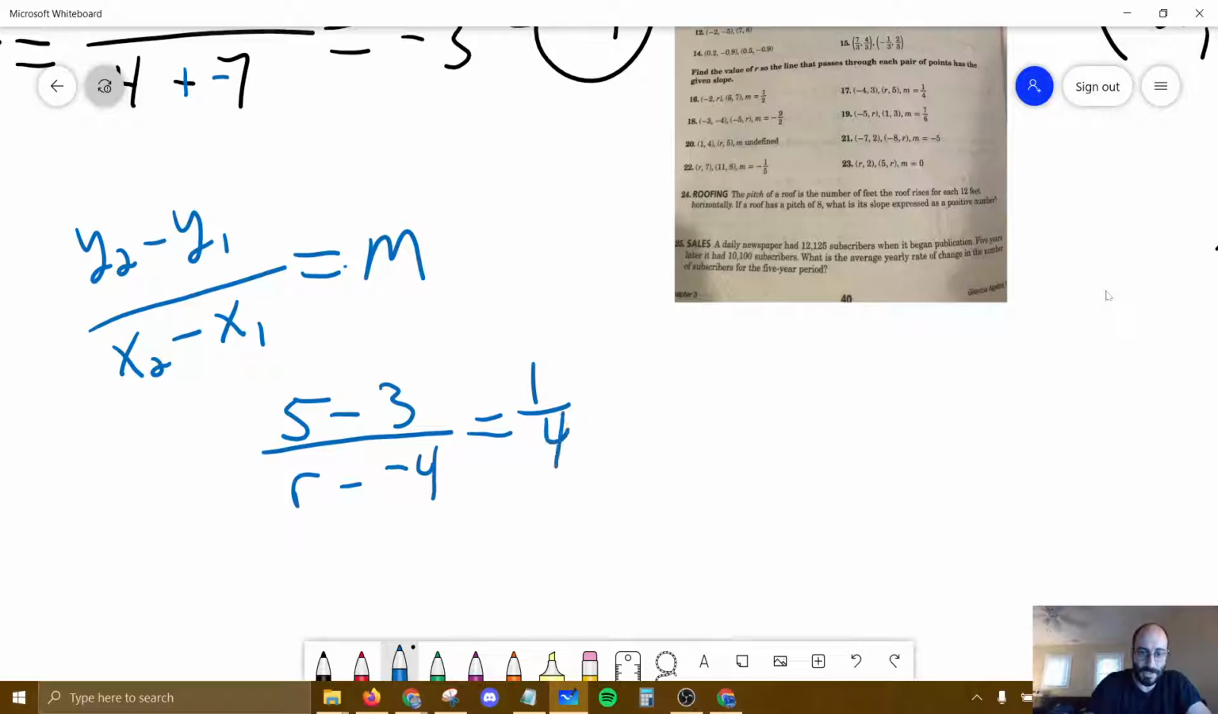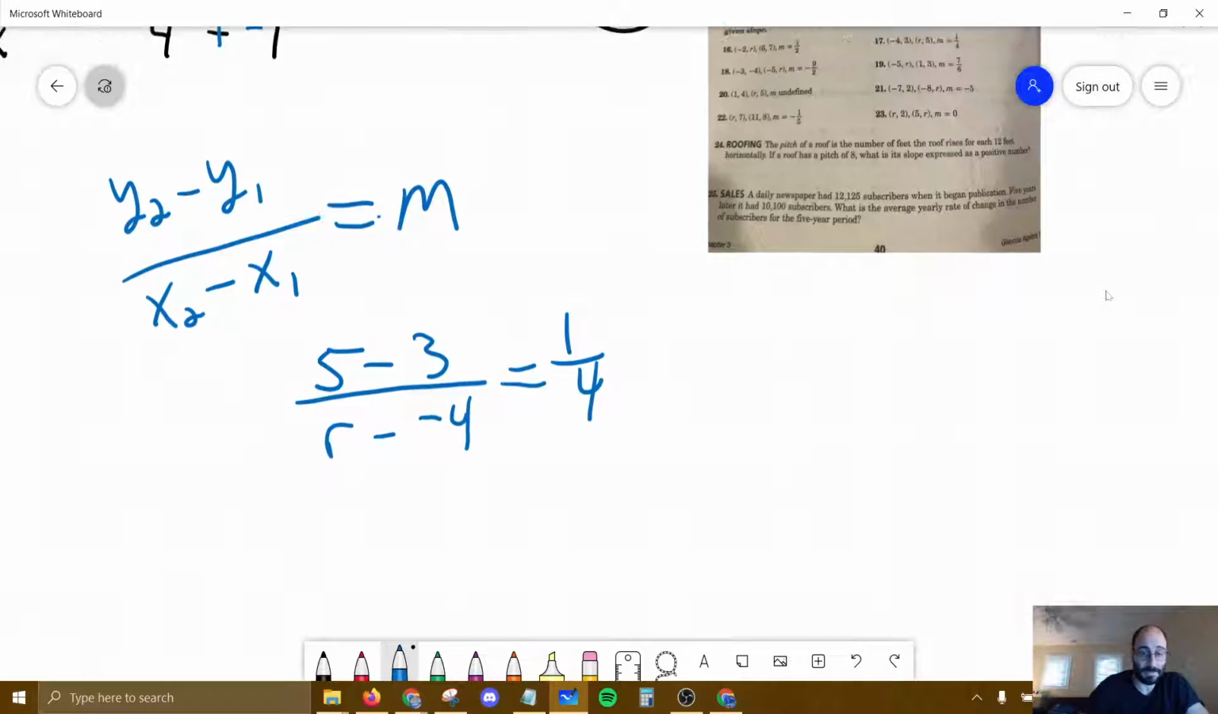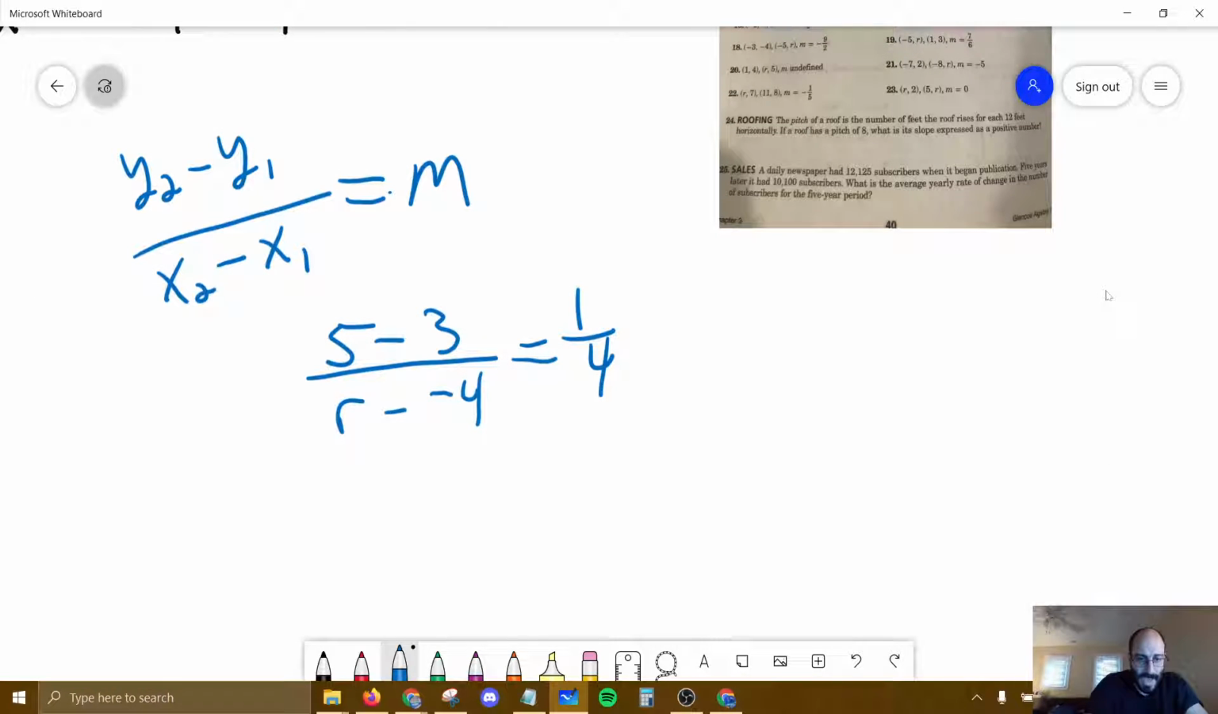Okay, now this is just an equation that we could solve. We could solve for r, and that'll give us our answer. Okay, so on top, 5 minus 3, so that's 2. On the bottom, we could kind of simplify that. r minus negative 4 is the same as r plus 4. Okay, 2 over r plus 4 equals 1/4.